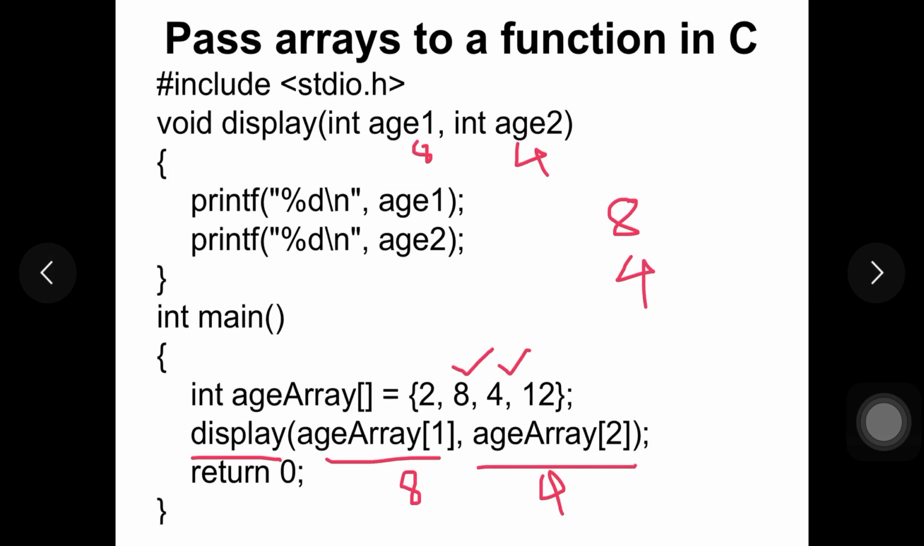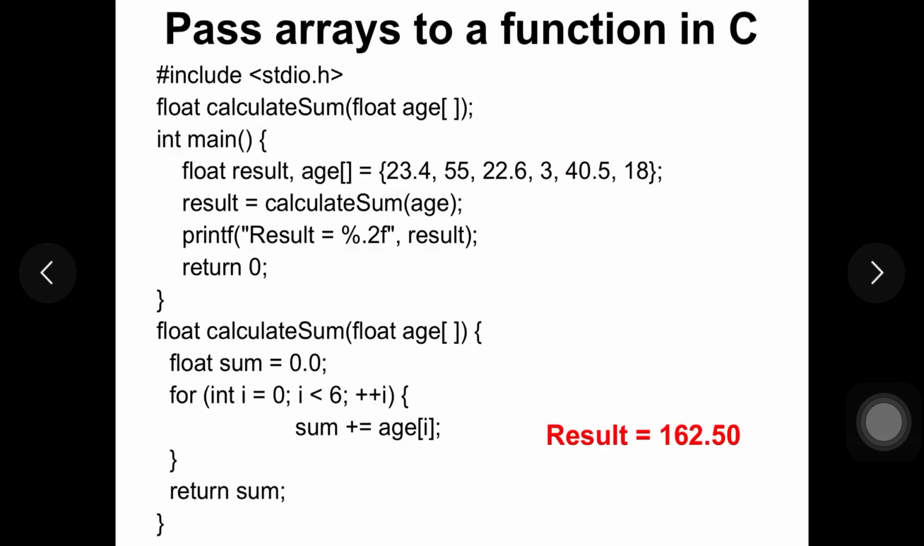Instead of age array of 2, if you write age array of 3, that means you will be passing the value 12. So 12 will be copied here and 12 will be printed here. Okay, so this is about passing array elements to a function in C.